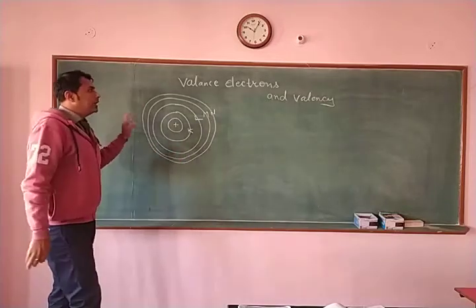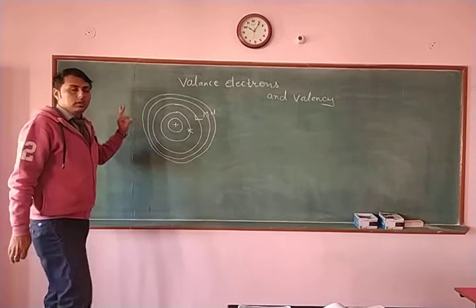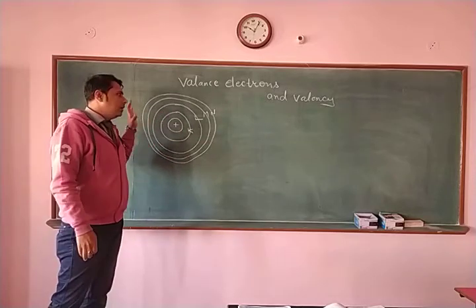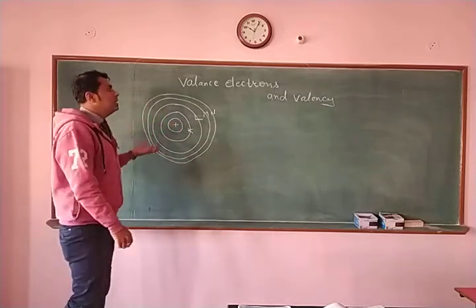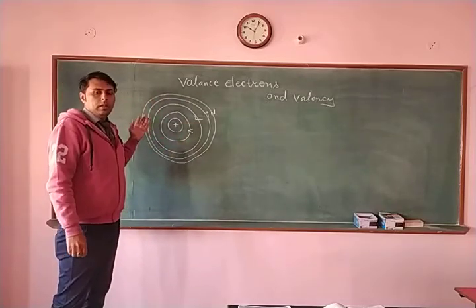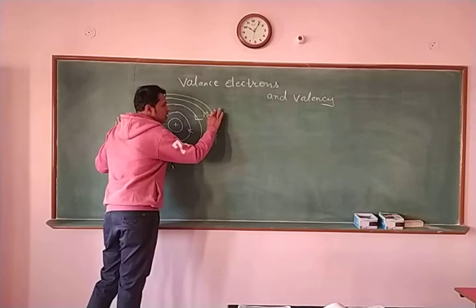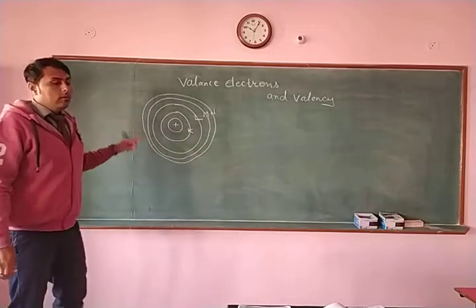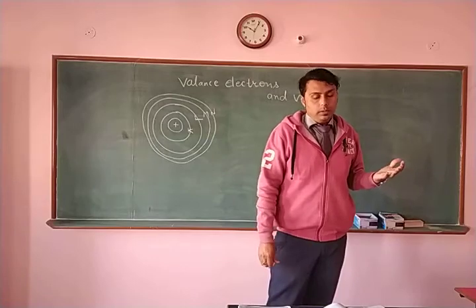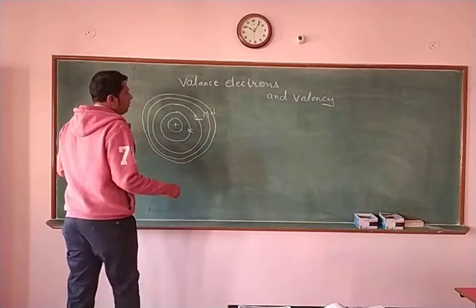The electrons which are present in the outermost shell of an atom are known as valence electrons. These valence electrons are found in the outermost shell. The outermost shell of an atom consists of electrons, and those electrons are known as valence electrons. So you can define the electrons present in the outermost shell of an atom or element as valence electrons.